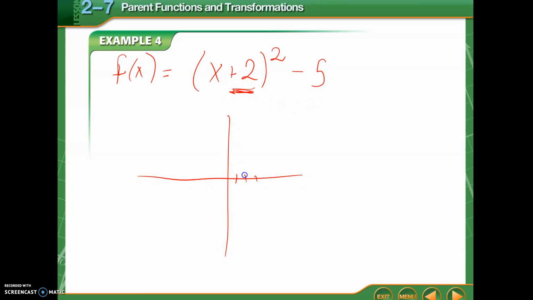So I'm taking the original parent function with the U shape. Here's the original one. And I'm not dilating it at all because I don't have anything in there with that x, but I'm going to go left 2 and then down 5. And then I'm going to do my parent function from there. So I can do more than one translation in one function. So that's where we should be going with this.